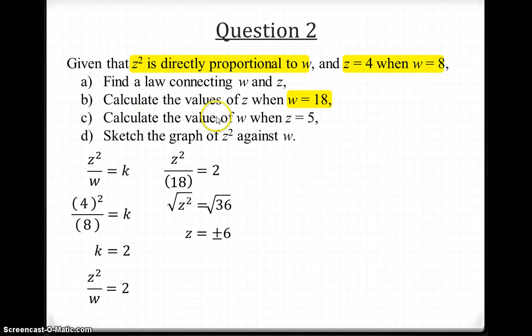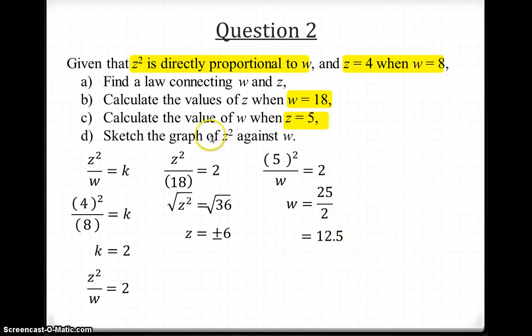C. Calculate the value of w. So you only will get one answer. So same thing, substitute the value given. Okay, and w will be 25 over 2, which is 12.5.